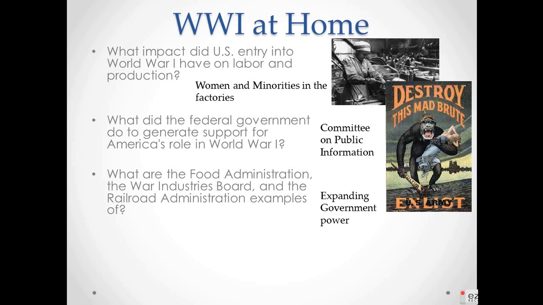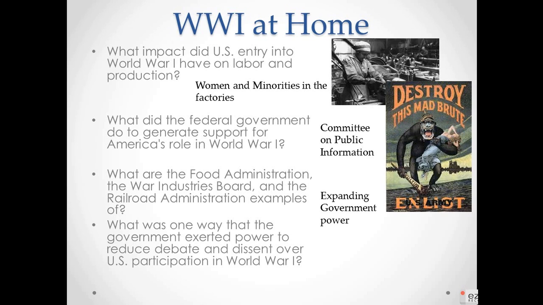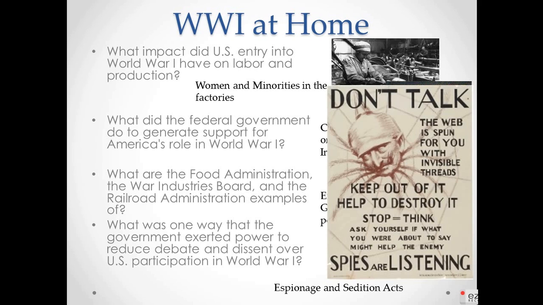What was one way that the government exerted power to reduce debate and dissent over U.S. participation in World War I? We really didn't want people to spend too much time chatting about it and wanted to make sure that we're all on board. Well, they passed the Espionage and Sedition Acts, so they started to root out spies among us. Have we done things like this in recent history? Well, take a look at the Patriot Act. The same kind of thing has happened. In times of crises, in times of national security threats, we have a tendency to back off a little bit on our civil rights. So, just something to think about.